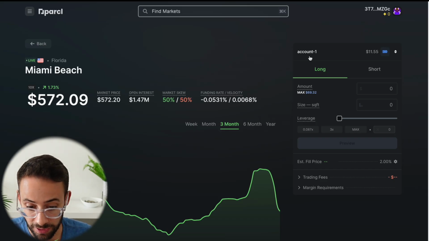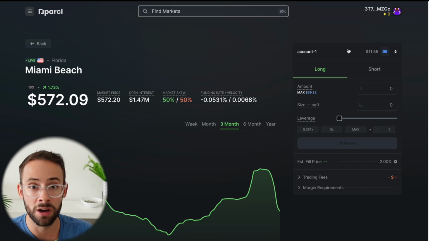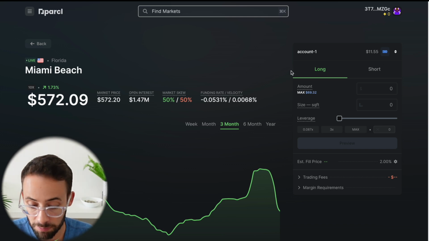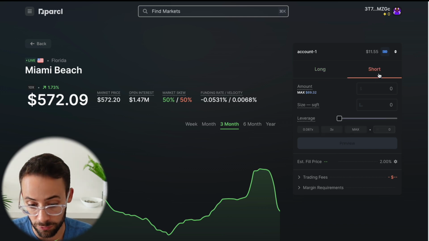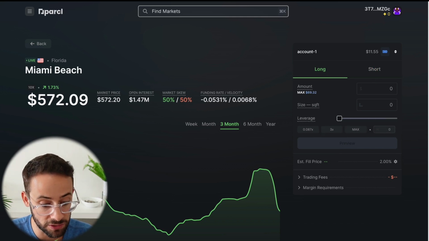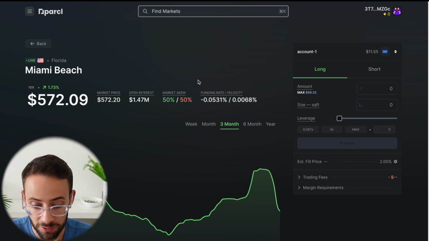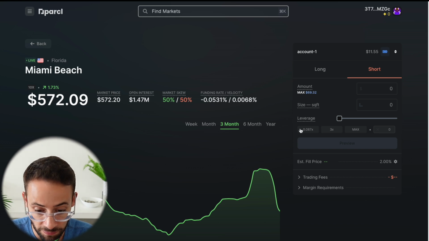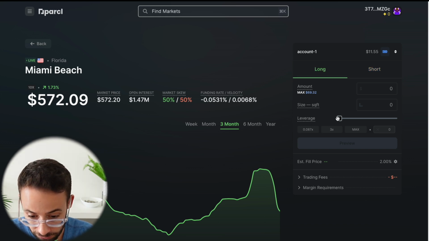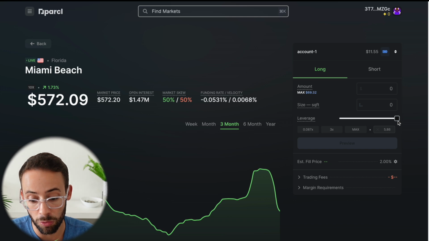Okay, so that is complete, and now you can see I have my account and the $11 in it. And this is where we can actually get to the trading. So on Parcl, you have the option to either go long or short. If you go long, it means you think that the price of this real estate market is going up. And if you go short, it means that you think the price of this real estate market is going to go down.